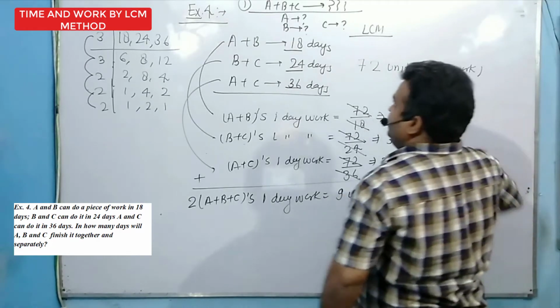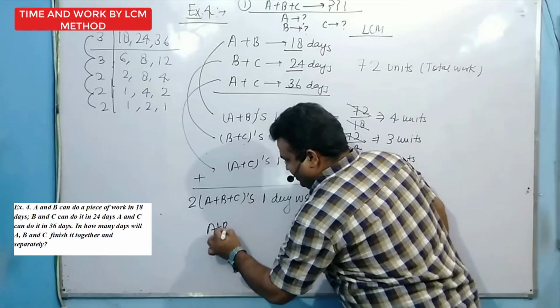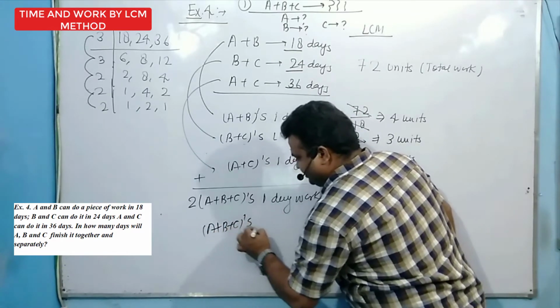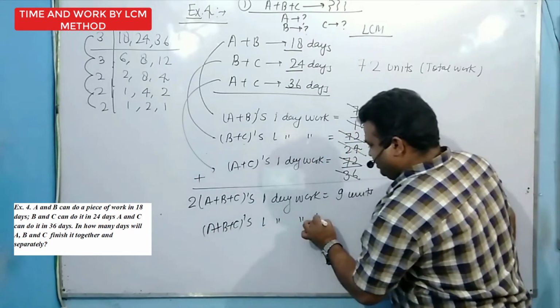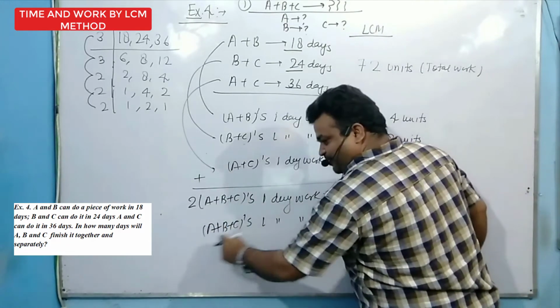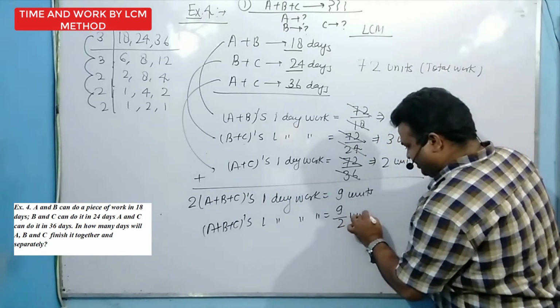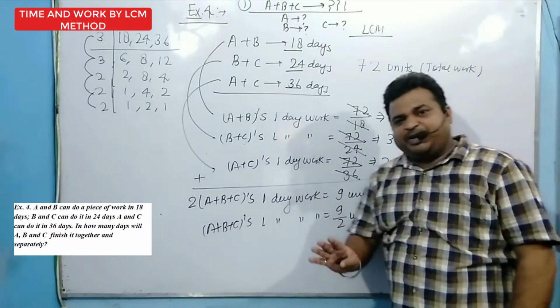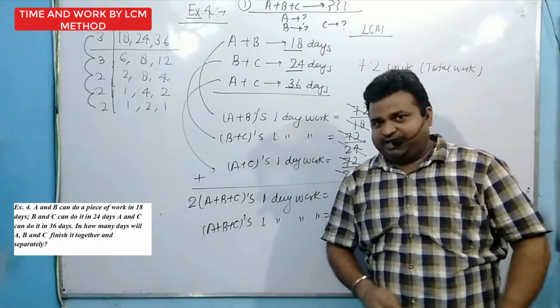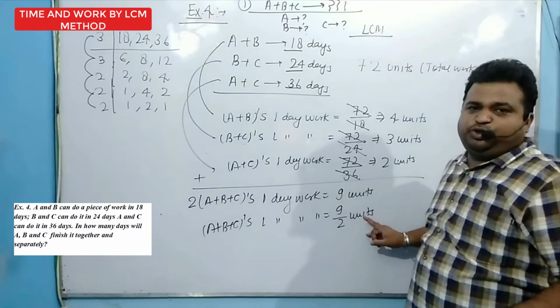Now you need to calculate in how many days A plus B plus C together complete the entire job. First you calculate A plus B plus C's 1 day work. 2 times A plus B plus C 1 day work is 9. So A plus B plus C 1 day work is 9 divided by 2 units. That means in one day A, B, C together produce 9 by 2 units.